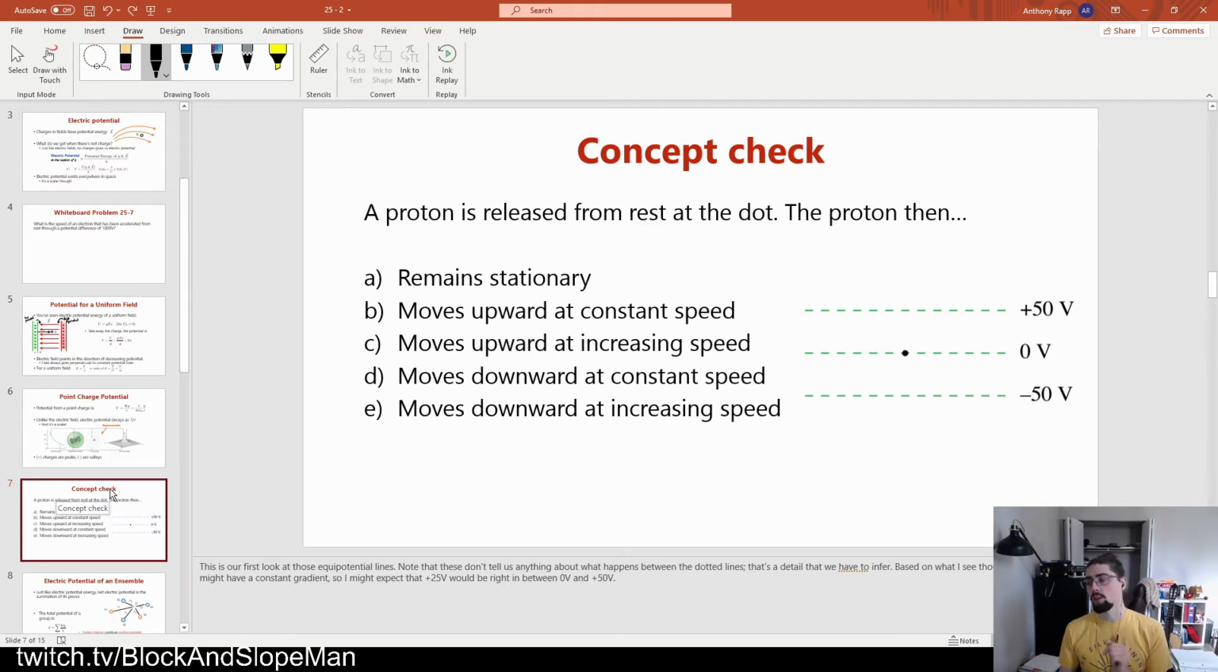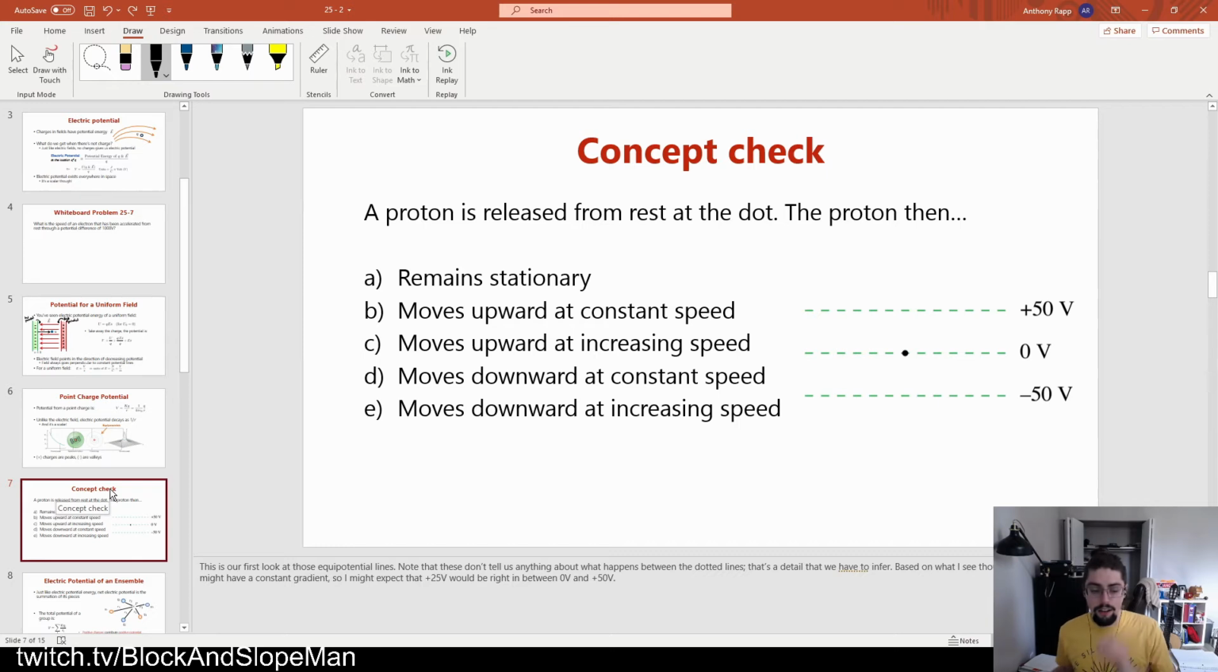But let's say we put a proton right at this black dot. We've got plus 50 volts above, we've got negative 50 volts below, and we're sitting right on the zero potential line. That's where I put a proton. What's going to happen to this proton?